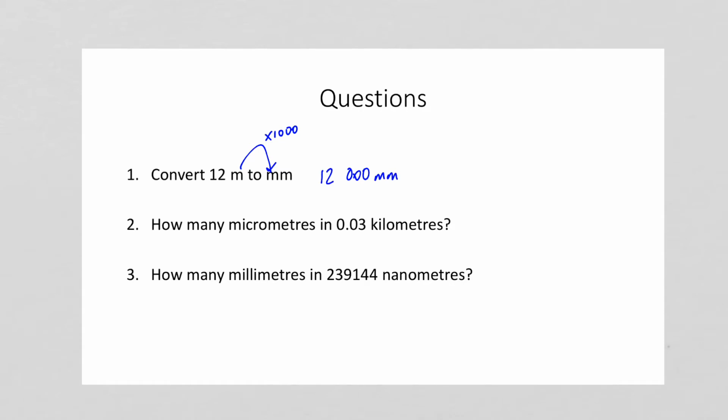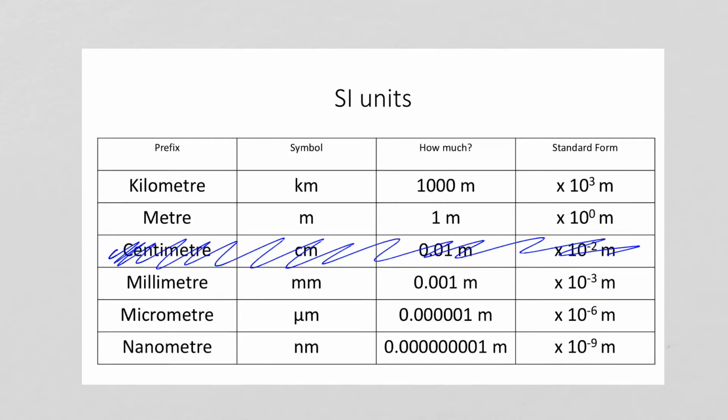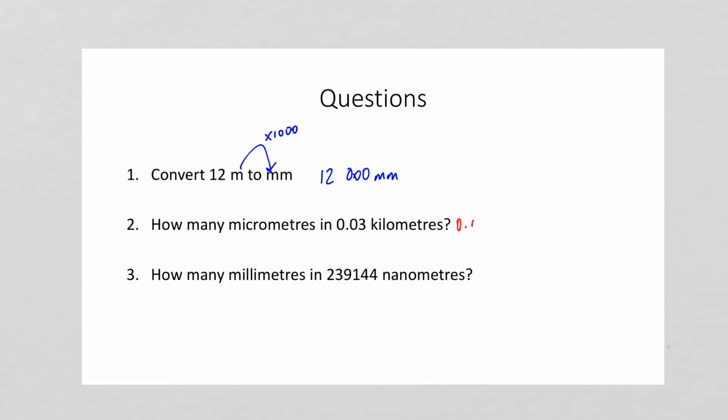For question 2 here, I have 0.03 kilometers and I want to know how many micrometers that is. So if I start with my kilometers here, I can count how many steps of multiplying by 1,000 I need to do. Kilometer to a meter is times 1,000, meter to millimeter is times 1,000, and lastly millimeter to micrometer is times 1,000. So our answer is going to be 0.03 times 1,000 times 1,000 times 1,000.